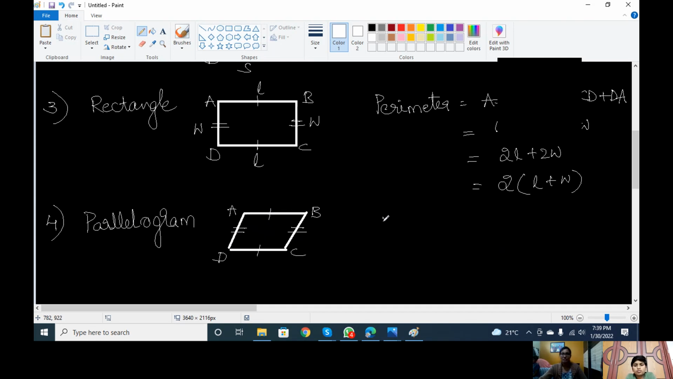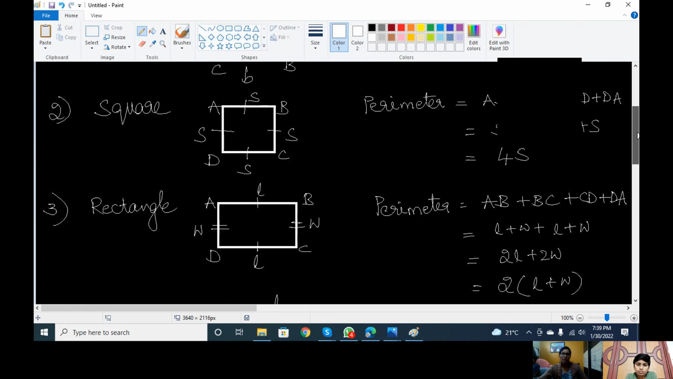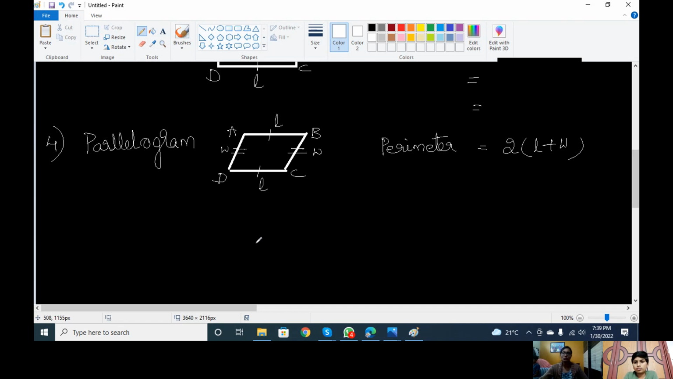How to find the perimeter? It's like a special type of rectangle. If we take these sides as L, L and W, W, it's the same as a rectangle. So again you can measure it as 2 times (L plus W). So these are all plane figures, and we found the perimeter very easily. And we have a few curved figures also. Let us say the curved figure is a circle.